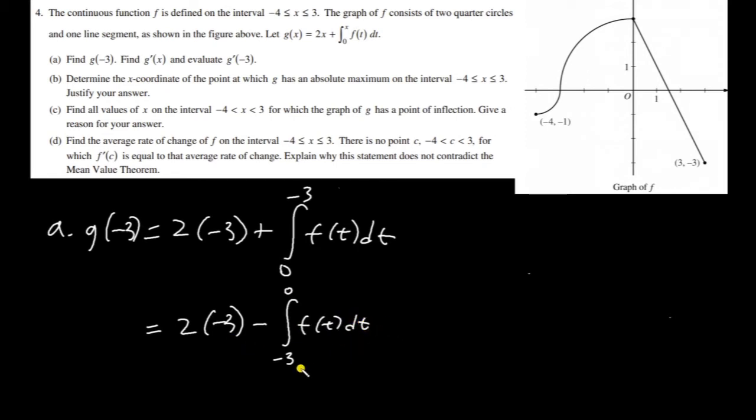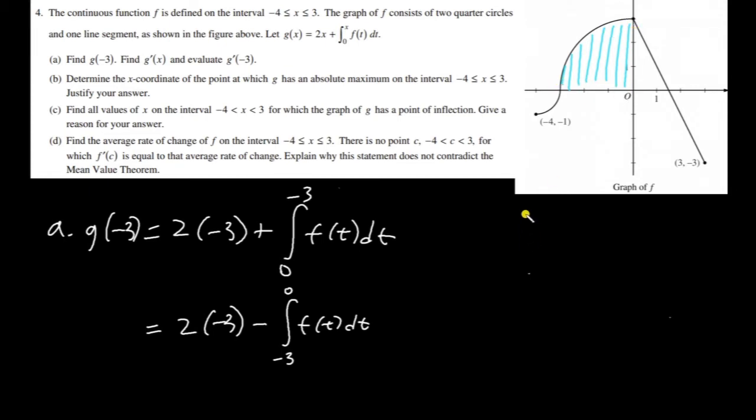All we have to do now is figure out what is the integral of f of t dt from -3 to 0. So -3 to 0 is going to be from here to here, right? This is the graph of f. So from here to here, we have to find the area under the curve, because remember, the integral is nothing but the area under the curve. So we need to find the area of this quarter circle here.